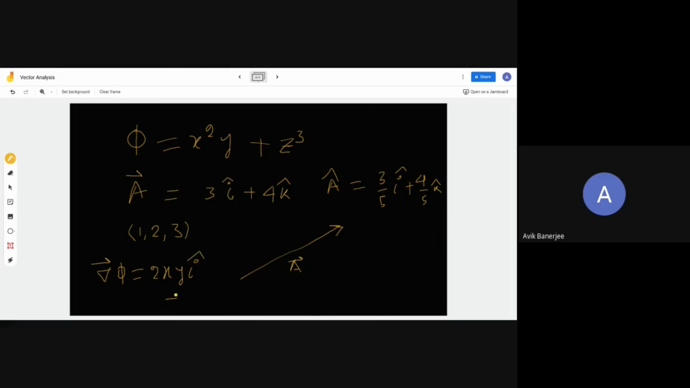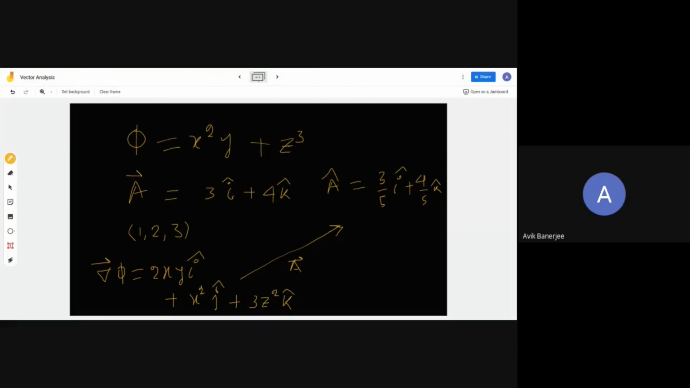Now what is del phi del y? X square. Right, so x squared j cap. Now what is del phi del z? 3z square. Right, we have got it. So it is the value of gradient of phi.